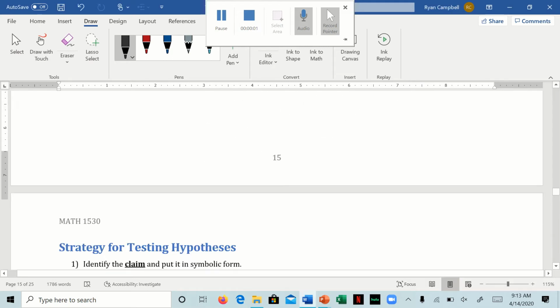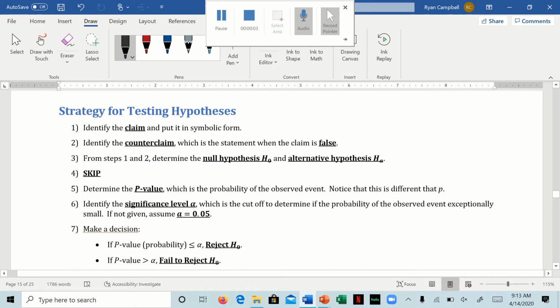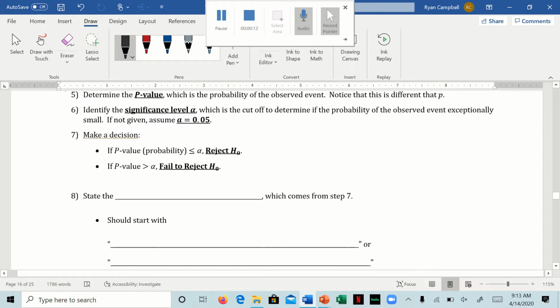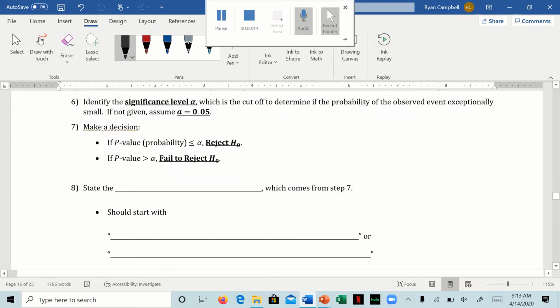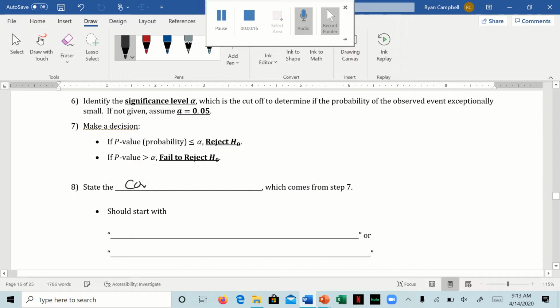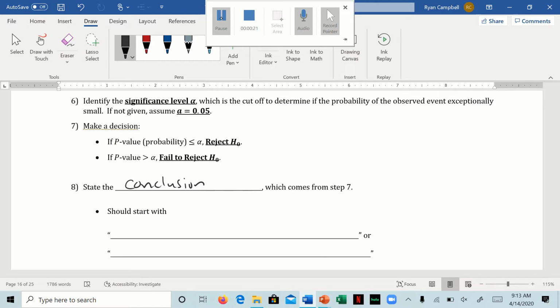All right, part 2. So we've already talked about the first 7 steps minus step 4. We'll talk about that next time. So last step, step 8. So step 8 is basically finding your conclusion, right? Okay, you got reject or fail to reject.